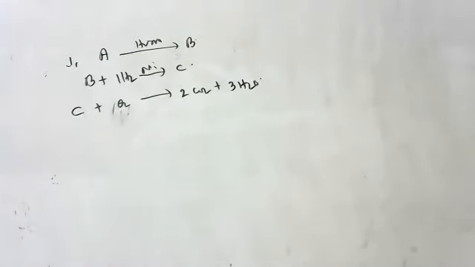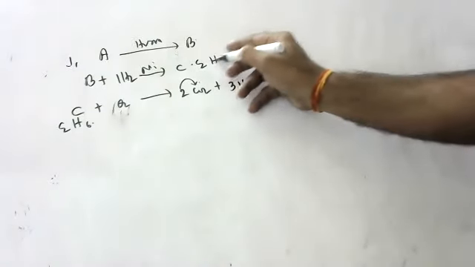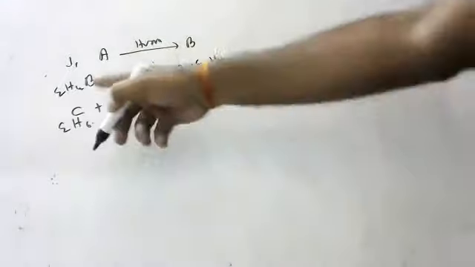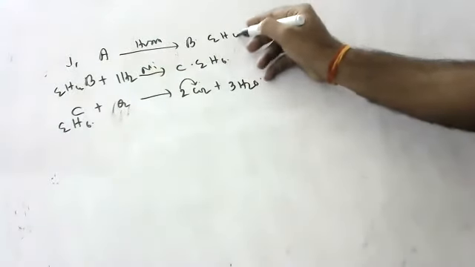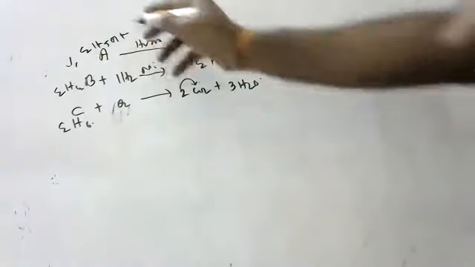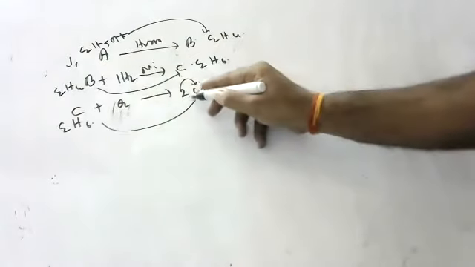Sir, B is alcohol, sir. No, B. Okay, you want to say alcohol? So children, if two carbons are there, compulsorily it should be ethane. If it is ethane, it should come compulsorily from ethene. If it is ethene, compulsorily it would have come from ethanol. Ethanol on dehydration gives ethene. Ethene on addition gives ethane. Ethane on combustion gives carbon dioxide.